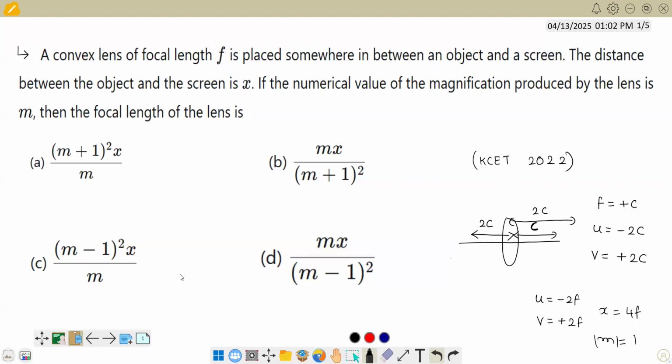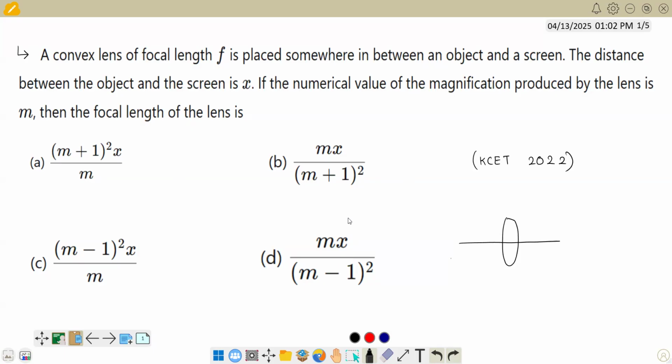So if you try to substitute, x value is 4f and m is 1. The answer is mx by (m plus 1) whole square, so 1 into 4f by (1 plus 1) whole square, which is 4. So this is my option. You cannot subtract, it will become 0. In this way, by substitution also, you can quickly get the answer.